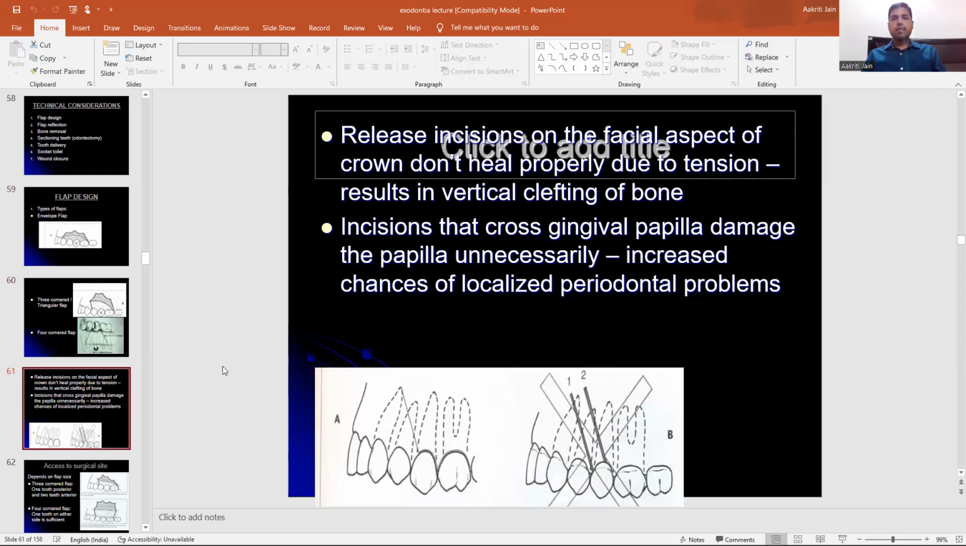Releasing incision on the facial aspect of the crown doesn't heal properly due to the tension, which results in vertical clefting of the bone. An incision that crosses the gingival papilla damages the papilla unnecessarily and increases the chance of localized periodontal problems. As you can see in this picture, this is the wrong and this is the proper releasing incision.